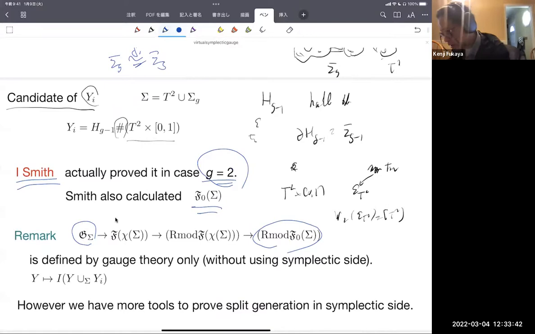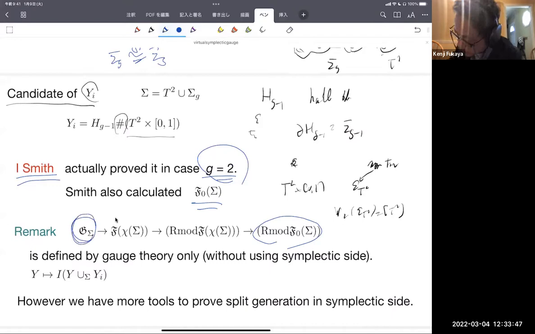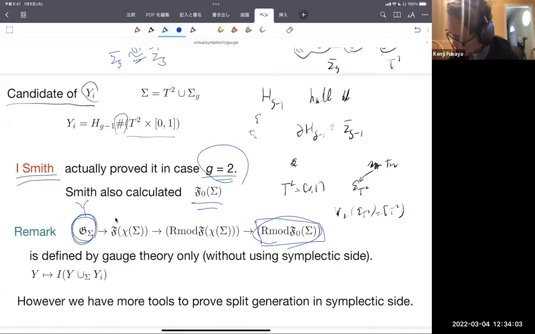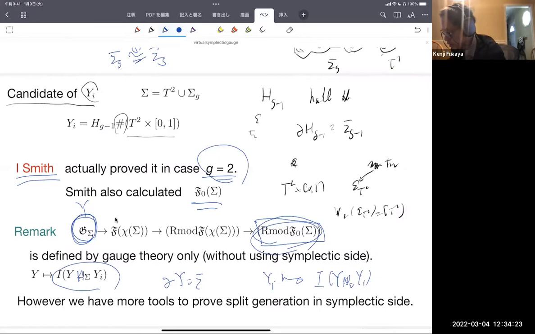Okay, so now the remark is that I mentioned there's a functor from this gauge theory category to this category of light modules. And one thing I want to mention is that this functor can actually be defined using only gauge theory. So as an object assignment, you start from Y, a three-manifold with boundary sigma. Then I want to consider this module. You have this Yi, an object here, and you associate the instanton Floer homology of Y connected sum over sigma with Yi. This is defined purely on the gauge theory side. And the module structure you can also define, the light module structure by these multiplications. So this is purely a gauge theory construction.